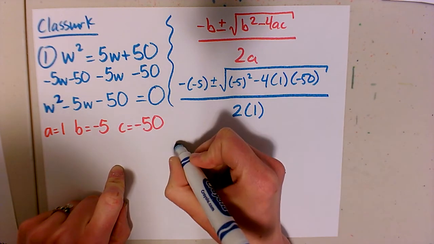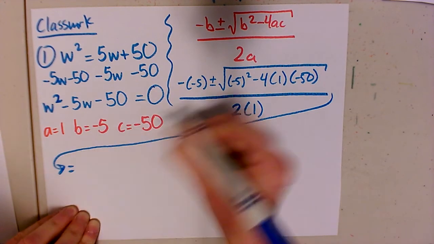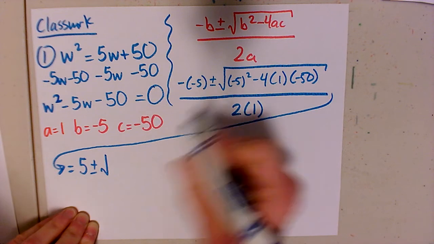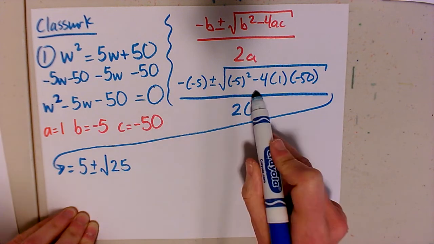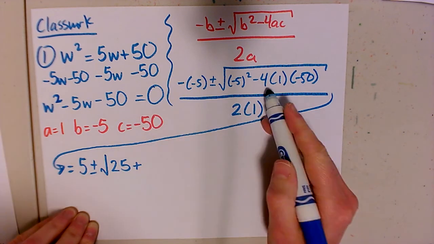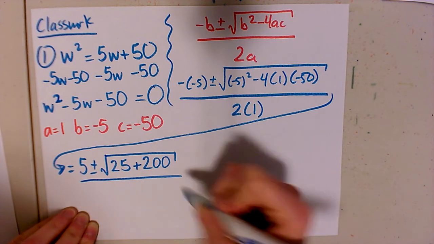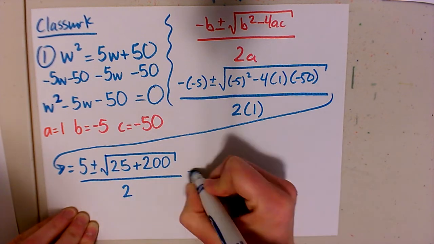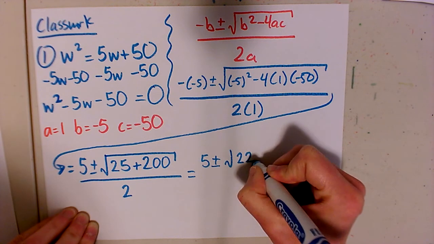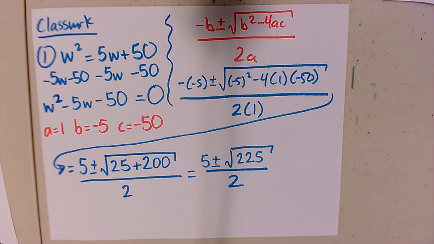Okay, so then we just go ahead and simplify this. So kick this down here. So double negative becomes a positive, so 5 plus or minus the square root of negative 5 squared is 25. Now I have a negative here, and I have another negative here, so that's going to turn into a positive, and then 4 times 50 is 200, and this is all over 2. So this is 5 plus or minus the square root of 225 all over 2.